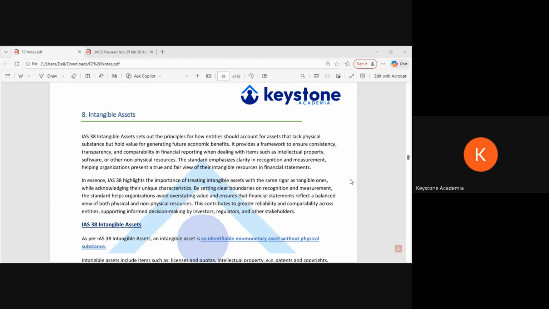Does it make sense? So the question that can come from here is whether it qualifies as an intangible asset or not. There are certain conditions, and you just have to memorize that point. Clear? Okay. It's very simple.